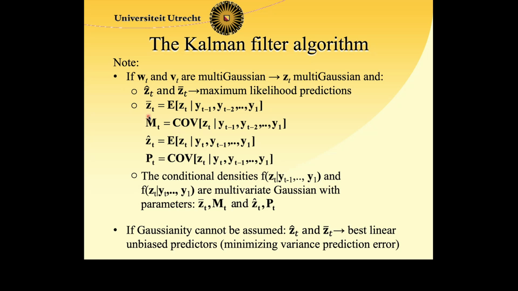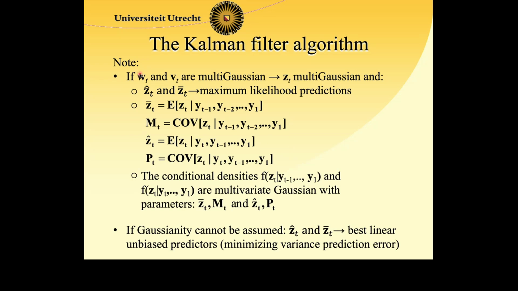It also means that we can derive the conditional densities of Z given all the observations up to and including time t minus 1, or the probability density of Z at t including all observations up to and including t itself. And they are multivariate Gaussian with, respectively, a mean and a covariance. So this is the conditional mean, conditional covariance, conditional mean, conditional covariance.